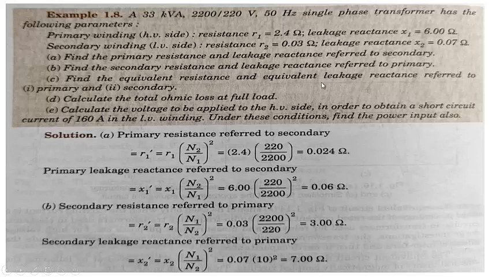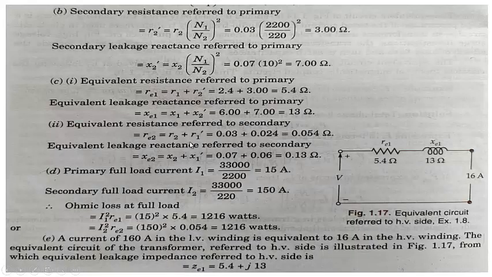Find the equivalent resistance and equivalent leakage reactance referred to primary or secondary side. Refer to secondary side first, because this is the part we calculated. Primary side resistance referred to secondary side is 0.024 plus 0.03, which is equal to 0.054. For leakage reactance, 0.07 plus 0.06 will be equal to 0.13. Similarly, referring to primary side, we have 2.4 plus 3, that is 5.4, and 6 plus 7, that is 13. That is what we have done over here.